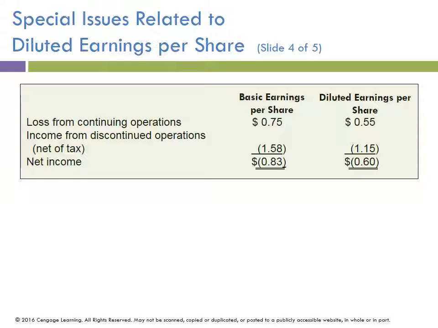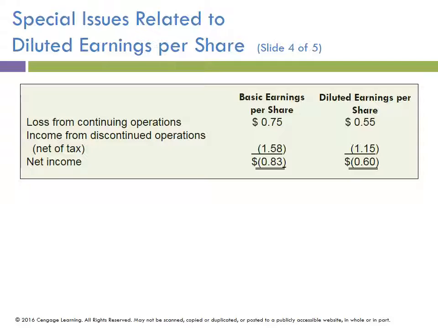For basic earnings per share, they would take their income from continuing operations divided by the 40,000 shares. The next would be the loss from discontinued operations, $1.58, the loss divided by the 40,000 shares. And then net income, which would be your loss, divided by the 40,000 shares.